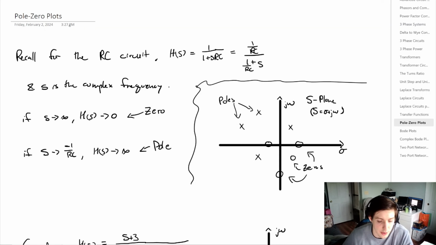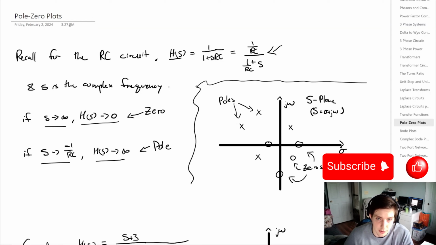From introducing transfer functions given by capital H, which are in the S domain. Looking at an RC circuit as we did in the last video, we found that the transfer function is equal to this. And we know that S is the complex frequency, and as it tends towards infinity, the transfer function is equal to 0, and as it tends towards 1 divided by RC, the transfer function blows up. So these two cases will present information that we can look at to establish pole-zero plots.